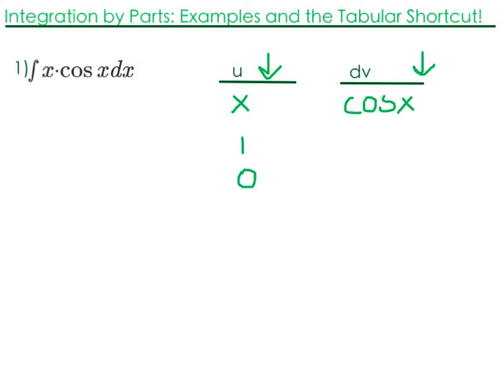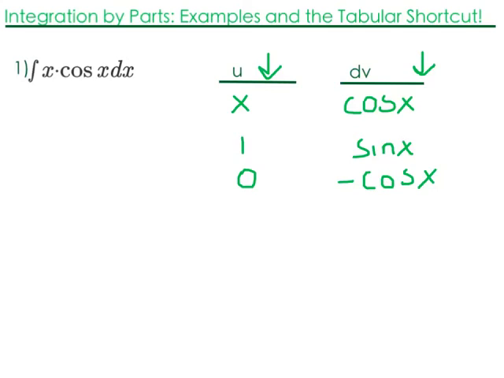So u, I take the derivative down to 0. My dv, I integrate until I match up with my u side. Actually, I got those signs wrong. I apologize, I was taking derivatives. The antiderivative of cosine x is sine x, and the antiderivative of sine x is negative cosine x.